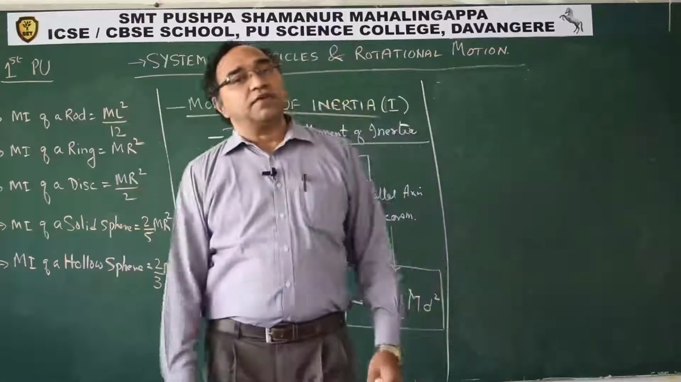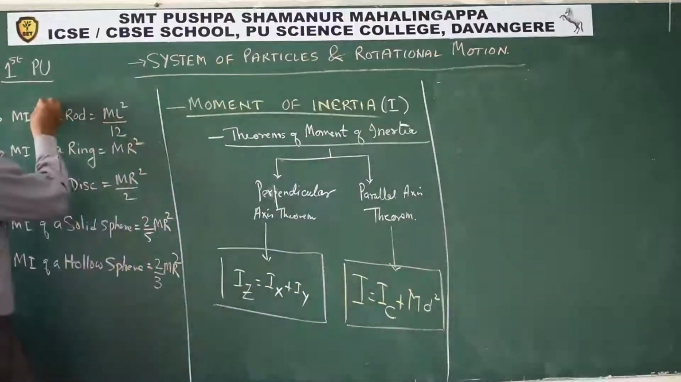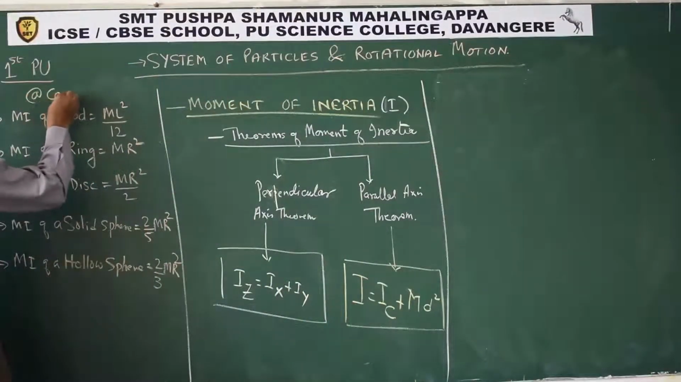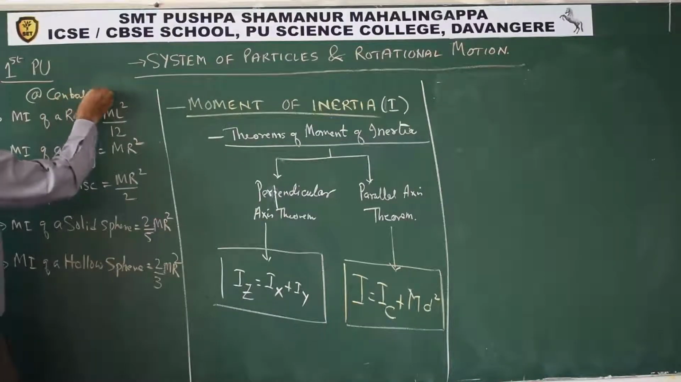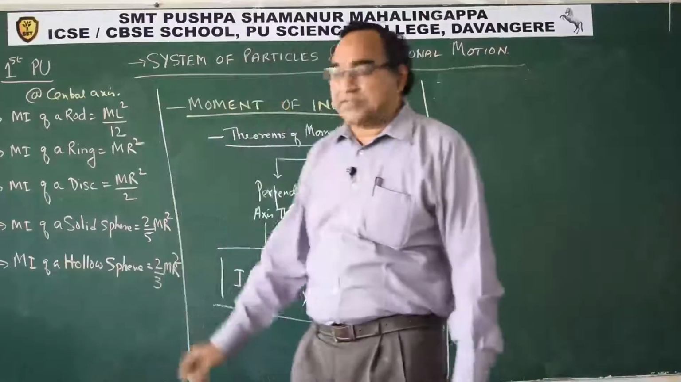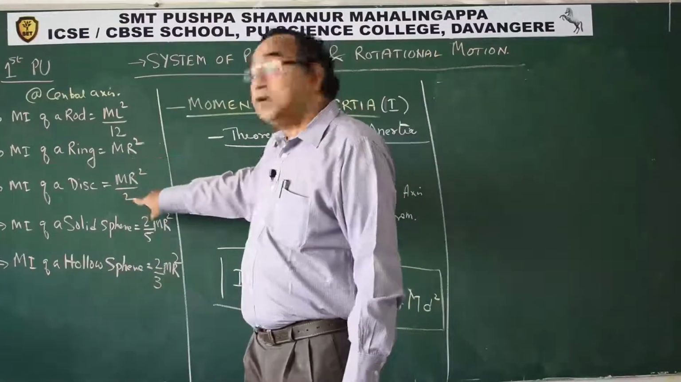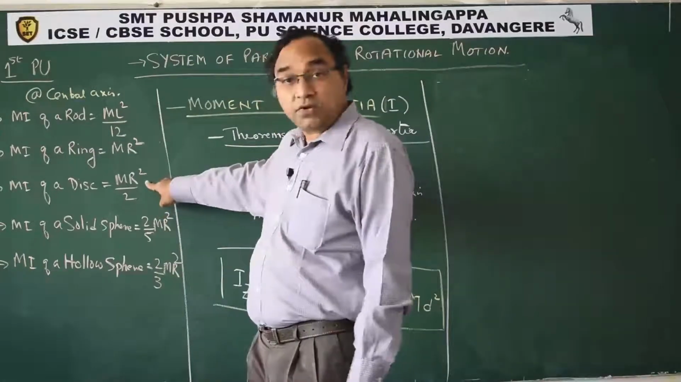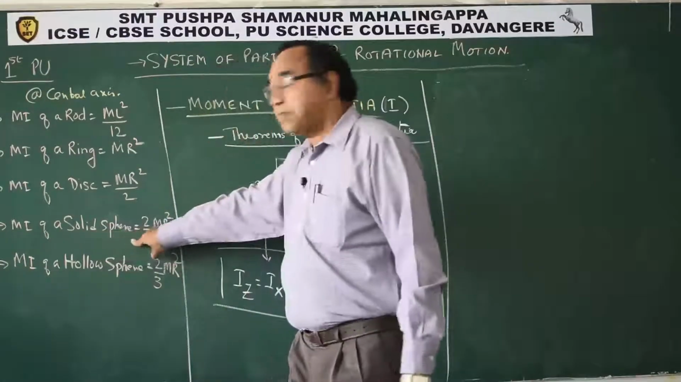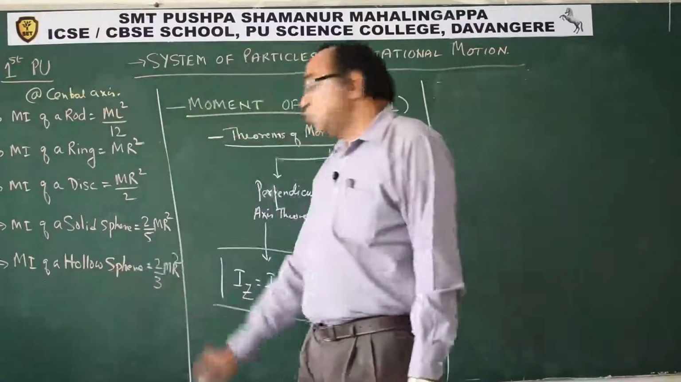Now you will say, these are about which axis? For that I will tell you this is all about the central axis. Moment of inertia of the rod about the central axis. Moment of inertia of a ring about the central axis is mr square. Disc, mr square by 2. Solid sphere, 2 by 5 mr square. And hollow sphere, 2 by 3 mr square.